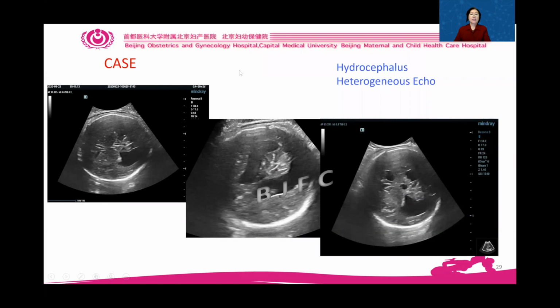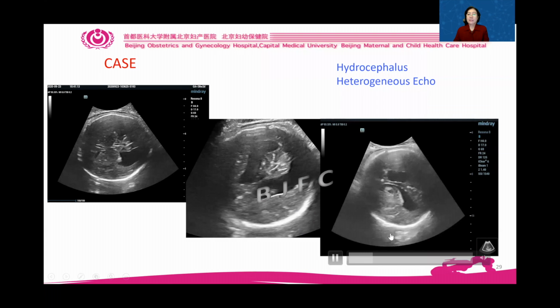This other case is hydrocephalus. Hydrocephalus, and we can see the clip. You can see heterogeneous echo here. Heterogeneous echo here. Hydrocephalus.